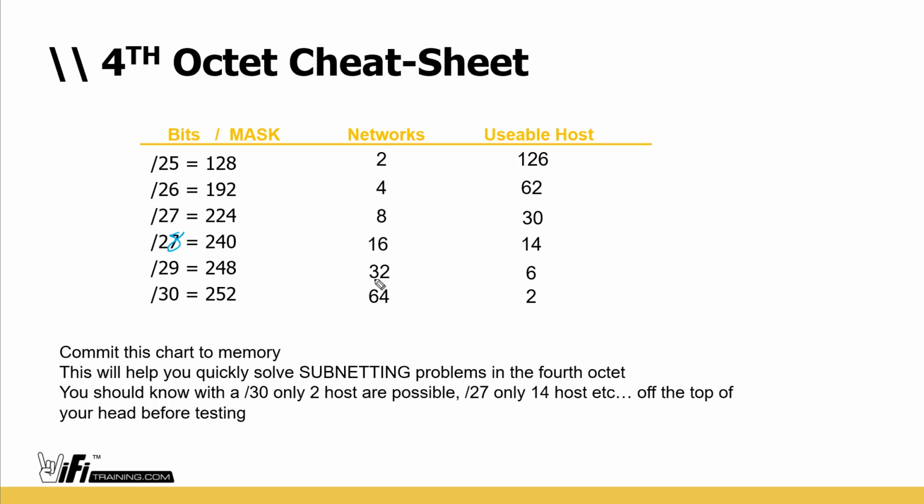These are the number of networks you create. Again, the powers of 2: 2, 4, 8, 16, 32, 64, and then usable hosts are going to decline. They're going to be inversely related. The more networks I create, the fewer the hosts, right? So 126 hosts, 62 hosts, 30 hosts, 14 hosts, 6 hosts, and 2 hosts. So you have this down and waiting to solve problems, right?